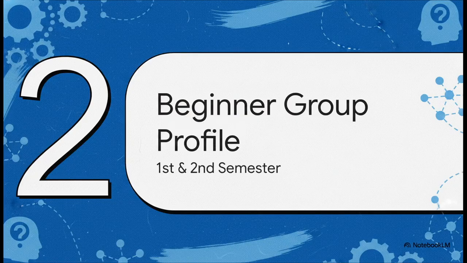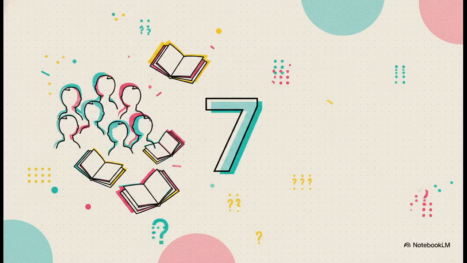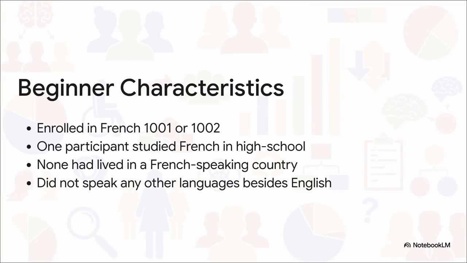All right, first up, let's dive into the beginner group, and you'll see we're using the color blue to represent them throughout this breakdown. So the beginner group was made up of 7 L2 learners, and you're going to see that number, 7, pop up again for the other learner groups, which is a great way to keep the comparisons nice and balanced. So what makes someone a beginner in this study?